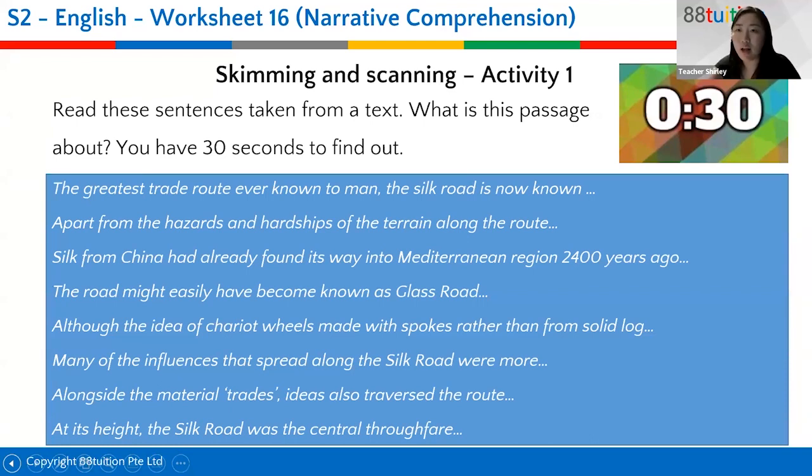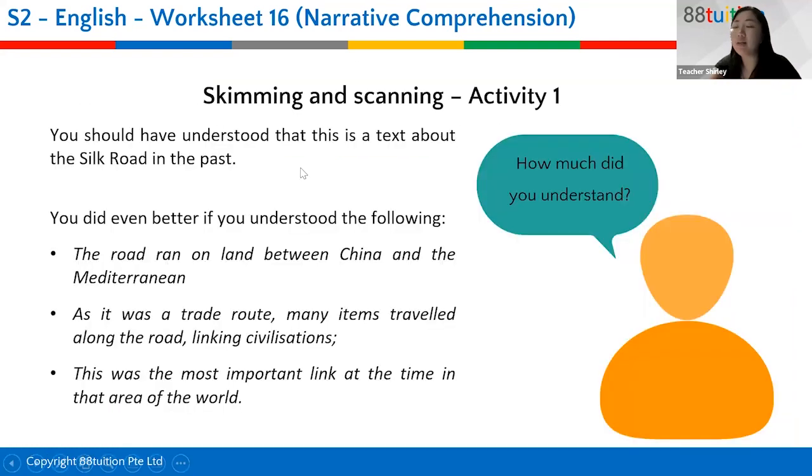So remember that you are looking for the main idea. Do not be tempted to read more and become more confused. First time reading, just look at the surface first. What is it about? Then you go and read the comprehension questions, then go back to the text again. Okay, so you should have understood that this text is about the Silk Road in the past.